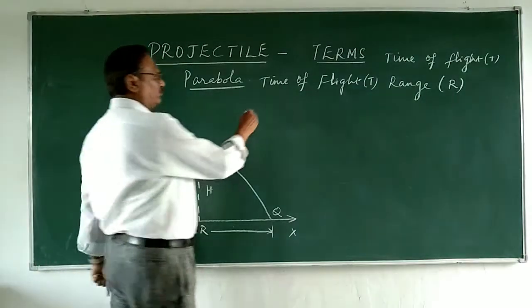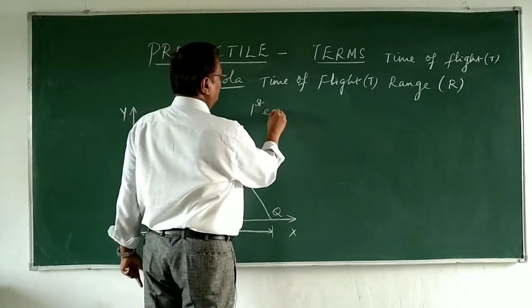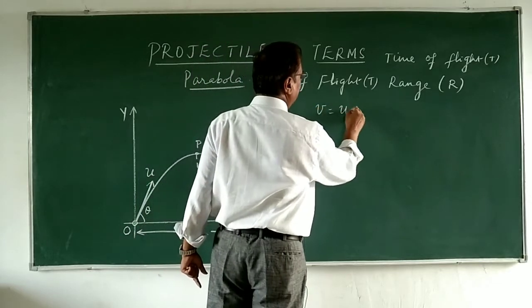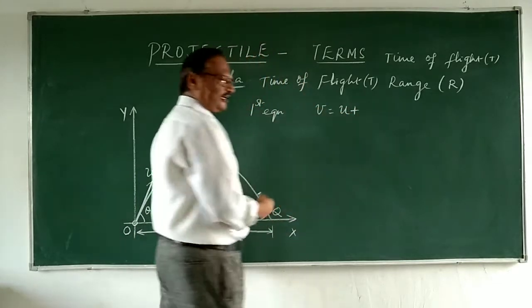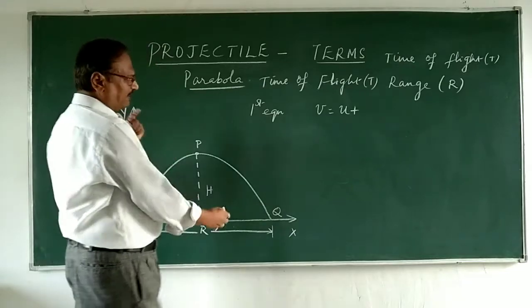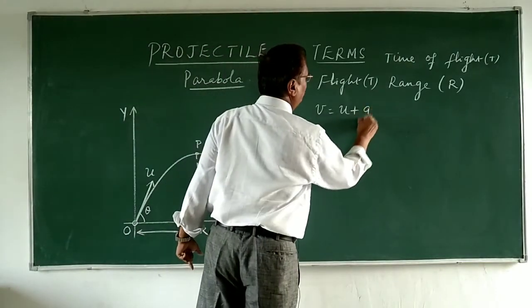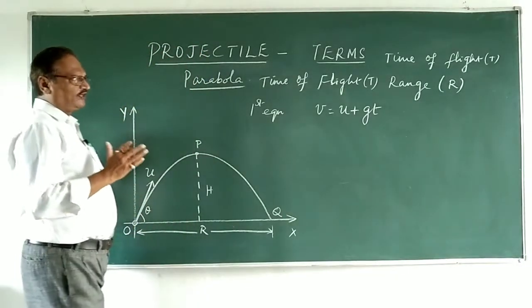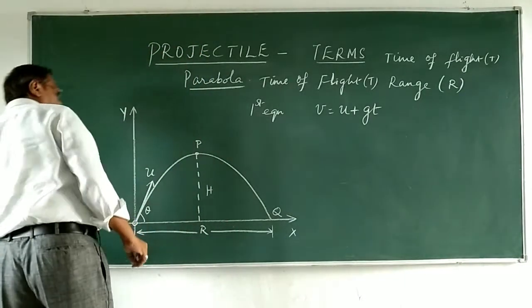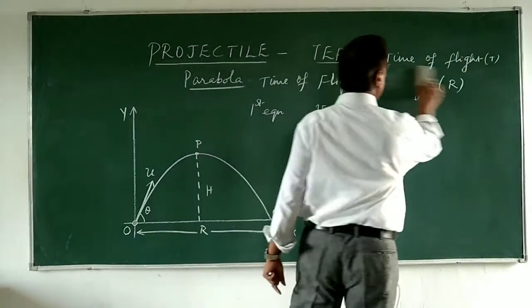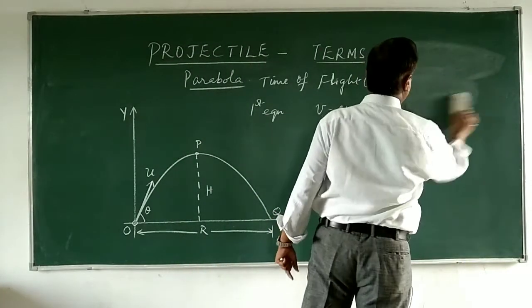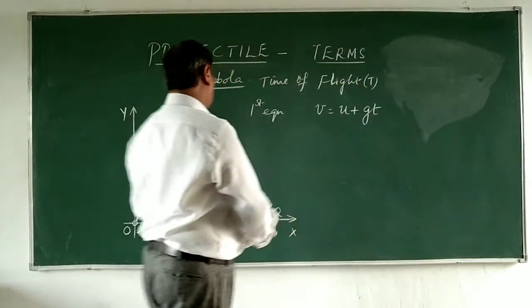Let me take the first equation of motion. What is that? v is equal to u plus at, but here we are talking about vertical motion, so I can say u plus gt. Now watch carefully, these equations are not difficult, but you need to carefully make substitutions so that you can get the correct result.